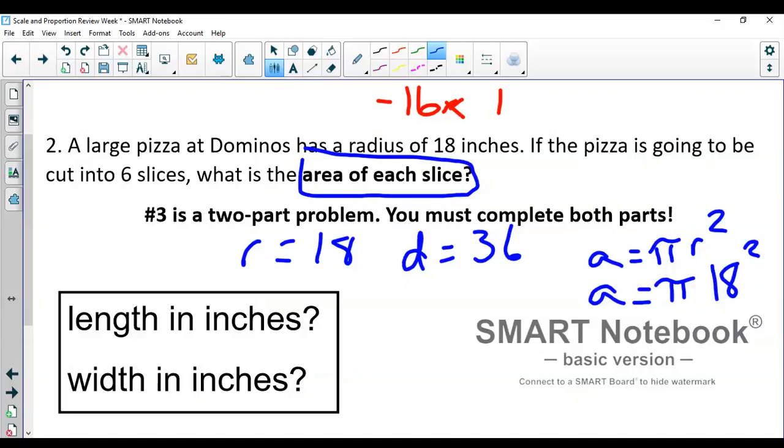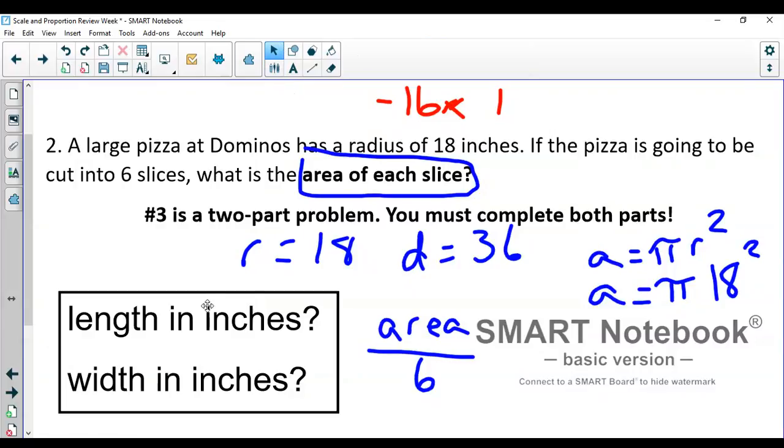But that is not the final answer, because it's cut into 6 slices and we're looking to find the area of each slice. So to finish this off, you're going to have to take that area and divide it by 6 to get your final answer. So this is up to you to make sure you do this step on your Desmos calculator and get the correct answer.